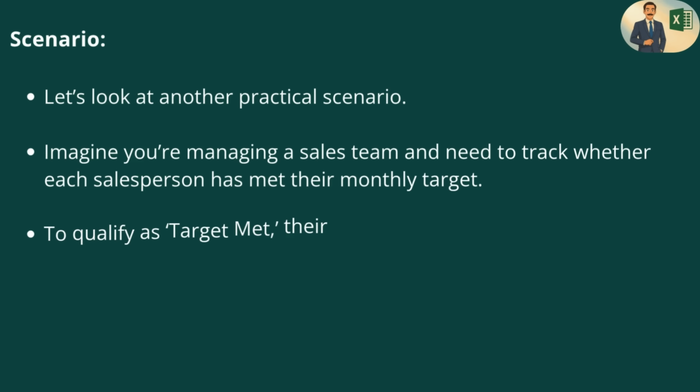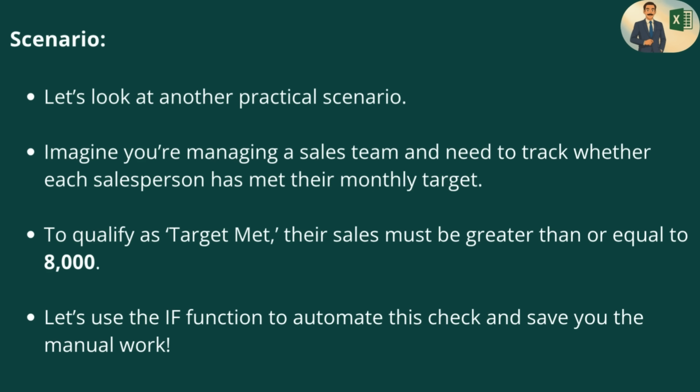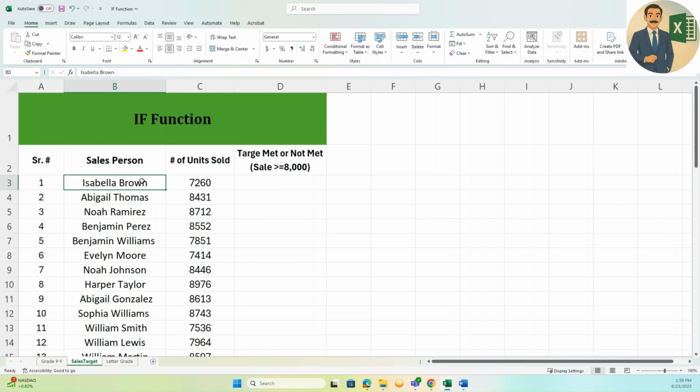Let's consider another scenario. Say you are managing a sales team and tracking if a salesperson hit their monthly target or not. For them to be meeting the target, their sales should be equal to or more than 8,000. Let's look at an Excel file and see how we can make an IF statement based on this scenario. This is the Excel file. It has a list of all the salespeople and the number of units each one of them has sold. Based on these sold units, you need to mark as target met or not met.